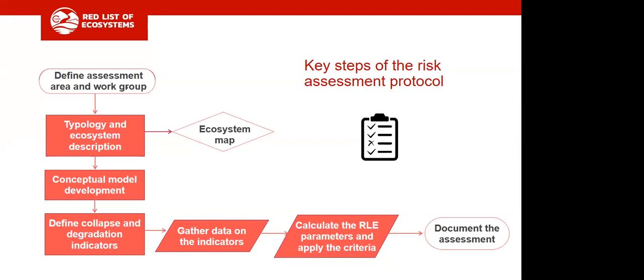Then we follow that with gathering the available data, making sure that we can assess each of the criteria, and then go through the actual protocol of contrasting the change data with the thresholds and each of the subcriteria, and assigning the risk categories. And this whole process needs to be well documented. Assumptions need to be made explicit. The quality of the data needs to be addressed. So it's key for a robust assessment that it's as useful as we want it to be.